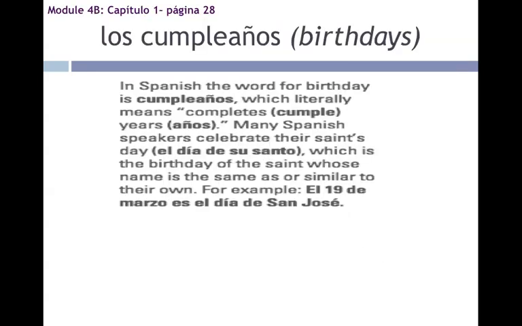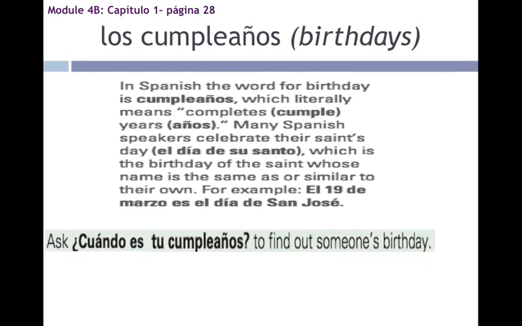So what date is important for everyone? Of course, los cumpleaños, birthdays. In Spanish, the word for birthday is cumpleaños, which literally means completes, cumple, and years, años. Many Spanish speakers celebrate their saint's day, el día de tu santo, along with their birthday. El día de su santo is the birthday of the saint whose name is the same day as or similar to their own. For example, el 19 de marzo, if that is your cumpleaños, it's el día de San José. It's the day of the Saint San José.